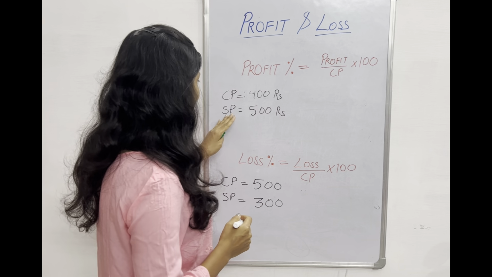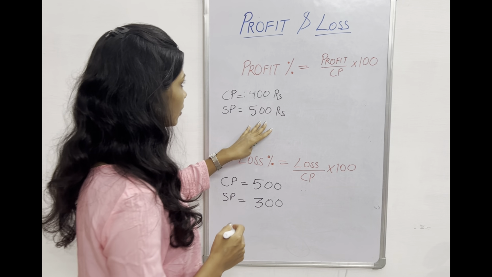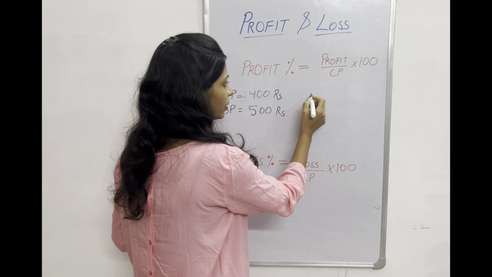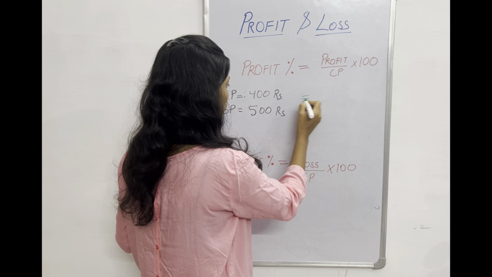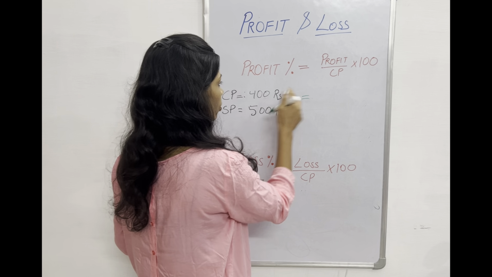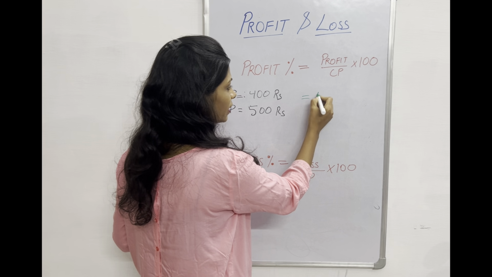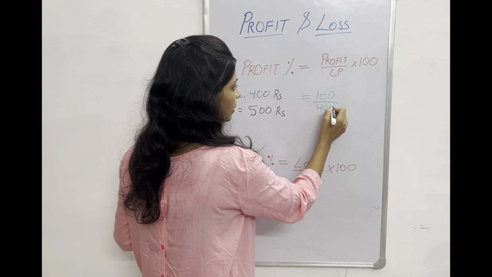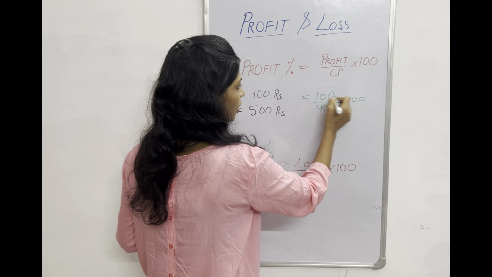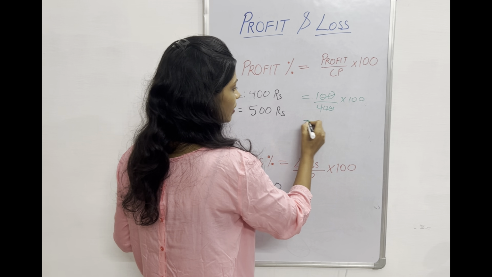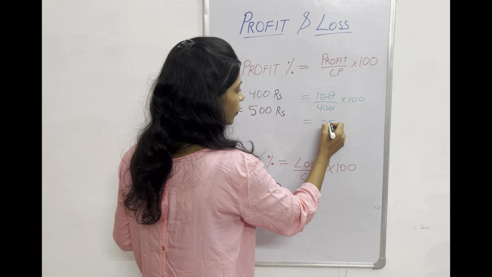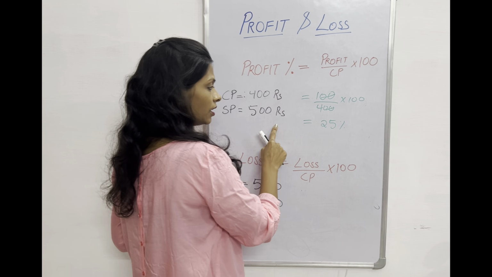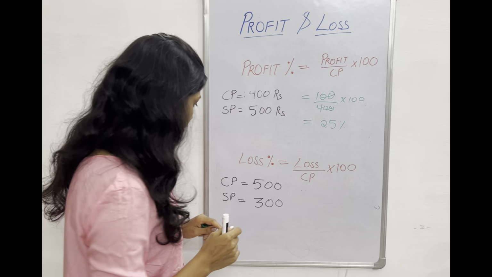Example number 1. Here my selling price is higher than the cost price. Therefore, I will have some profit, and that percentage can be calculated as selling price minus the cost price, which is 500 minus 400 gives me 100, divided by the cost price times 100. Now the zeros and zeros are gone. 100 divided by 4 is 25. So here my profit percentage is 25%.